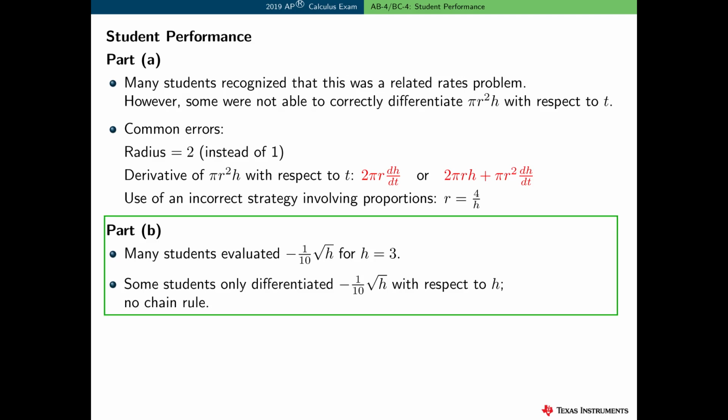In Part B, unfortunately, many students simply evaluated the expression for dh/dt with h equal to 3. And some students only differentiated dh/dt with respect to h.